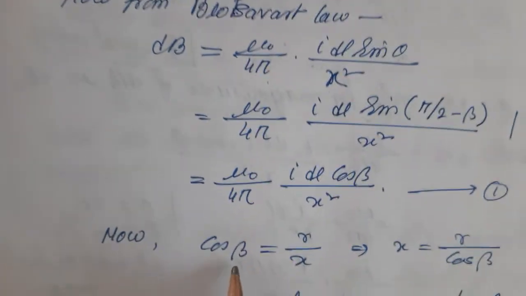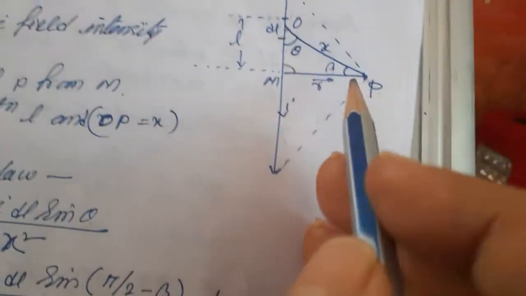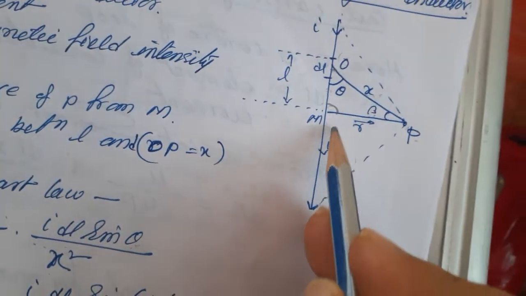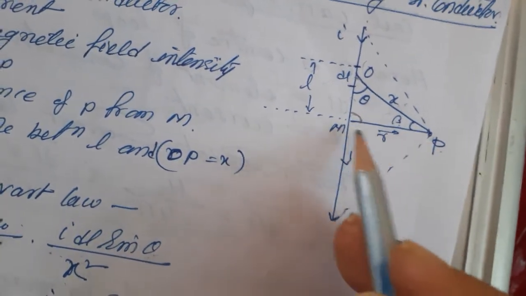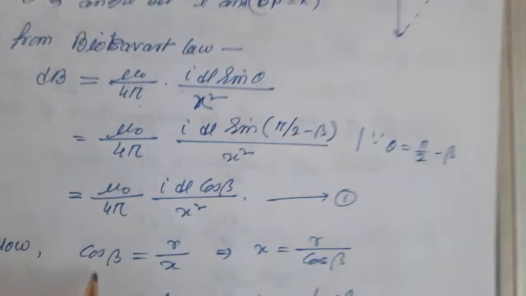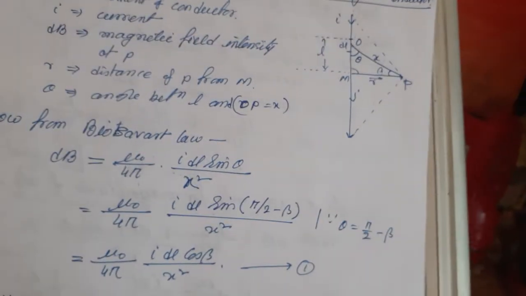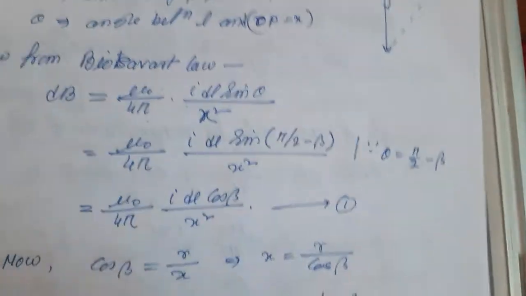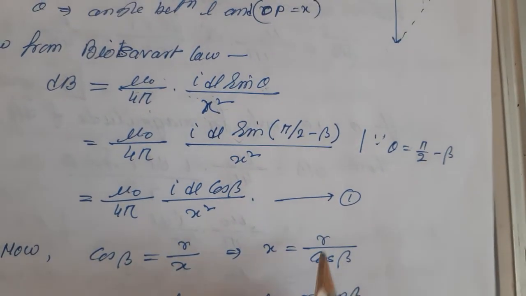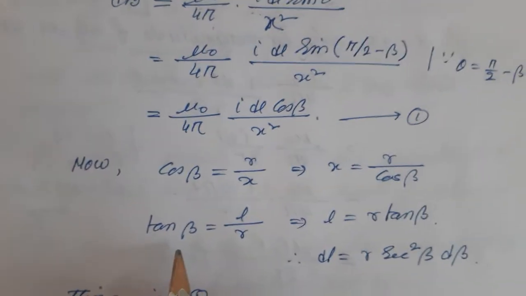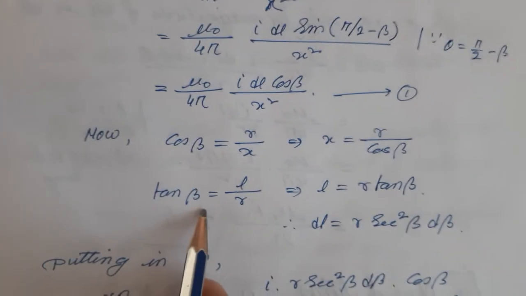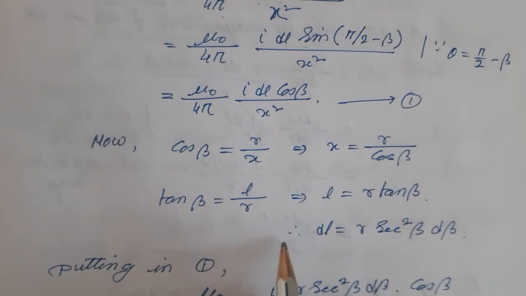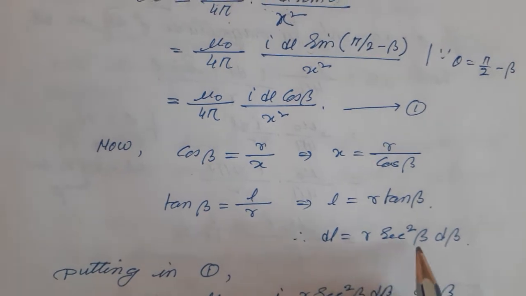Then what is cos of beta? Look at this. Cos of beta is base by hypotenuse. I consider M to P as the base, and the distance is r. So cos of beta is r by x, base by hypotenuse. So x is equal to r by cos of beta. Tan of beta is perpendicular by base, L by r. Look at this, tan of beta is L by r. Therefore L is r tan of beta. Differentiating, dl is equal to r sec square beta d beta.